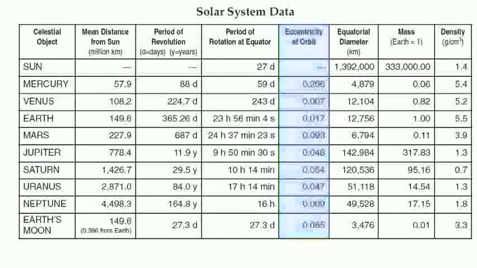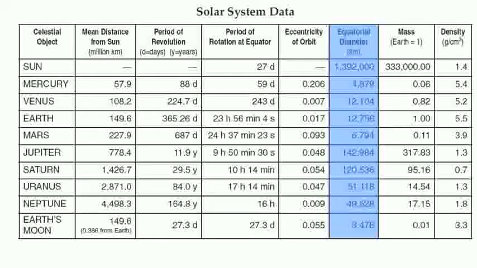Next is going to be the equatorial diameter. Okay, this is basically going to give you a relative size in how big or how small the planets are. You notice that Mercury, Venus, Earth, and Mars, your terrestrial planets, are quite small. Jupiter, Saturn, Uranus, Neptune, your Jovian planets, are quite large.